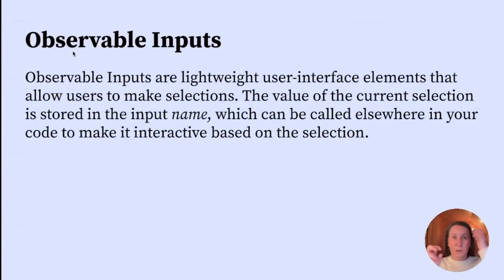Buttons, like the ways that you can interact with web pages. And Observable Inputs makes it one, really quick to create those things, and two, really quick to connect the current selection value to elements of your chart to make it interactive. And that's what we're going to be doing for the rest of the day today, actually seeing a number of different ways that we can add interactivity using Observable Inputs.